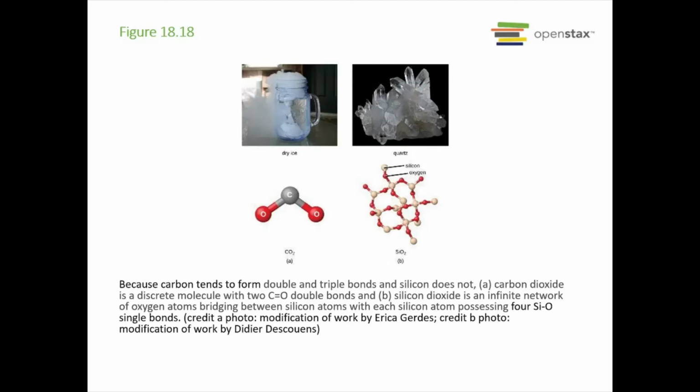So this is showing you dry ice CO2 versus silicon dioxide. Carbon will form double and triple bonds to make discrete molecules, whereas silicon dioxide is an infinite network of oxygen atoms bridging between silicon atoms, with each silicon atom having 4 oxygen single bonds.